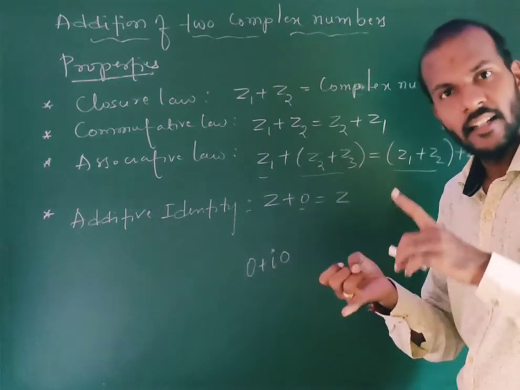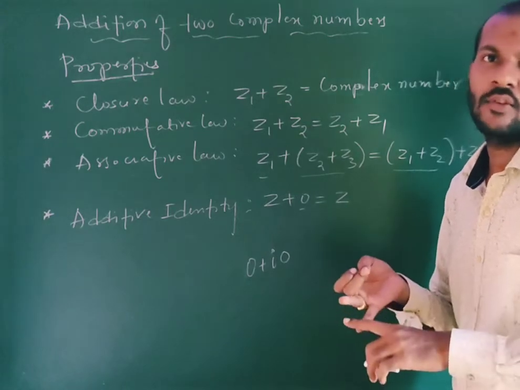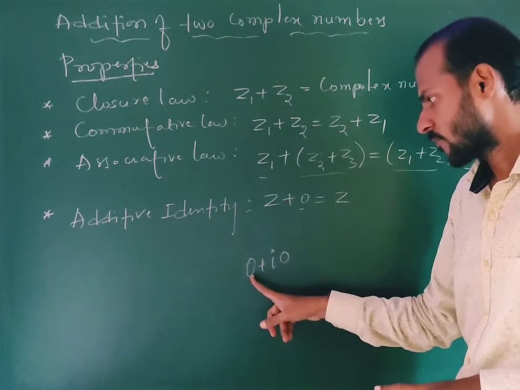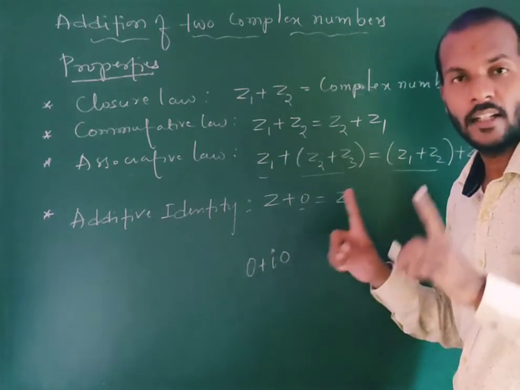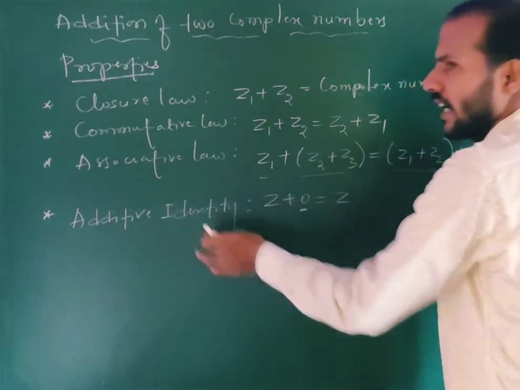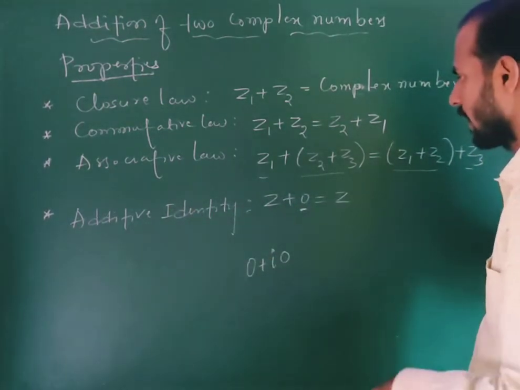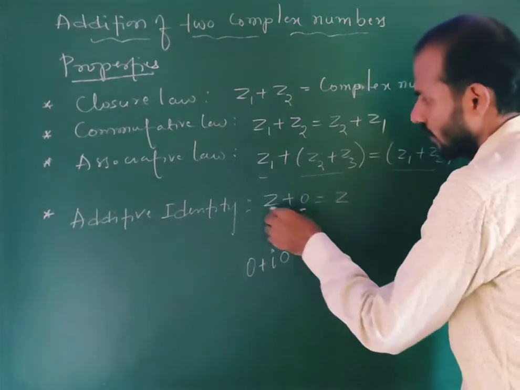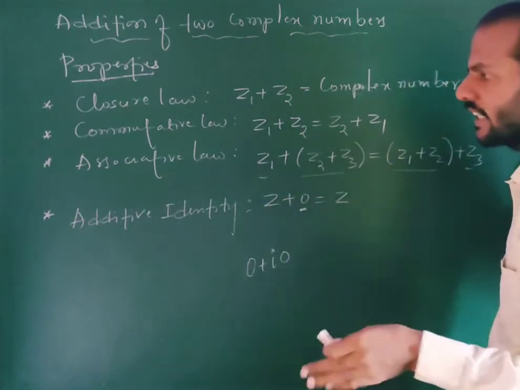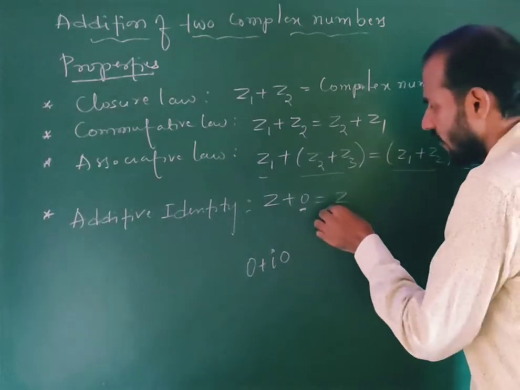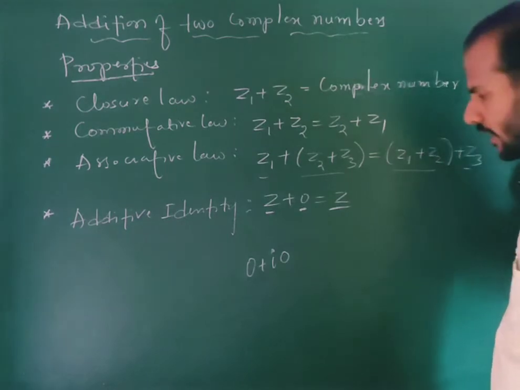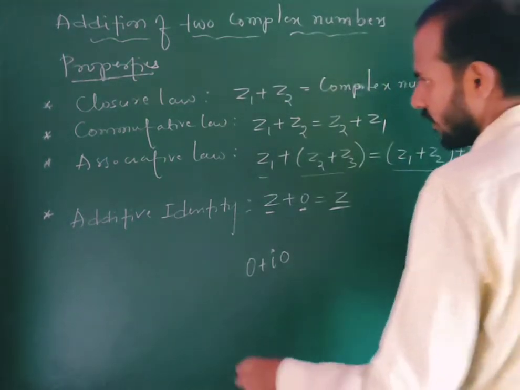0 is real as well as imaginary, we can say. See here, 0 plus 0i is nothing but a complex number. Therefore, here 0 is the additive identity. When we add Z with a 0, our additive identity, again we get what? A complex number Z, right? Next, additive inverse.